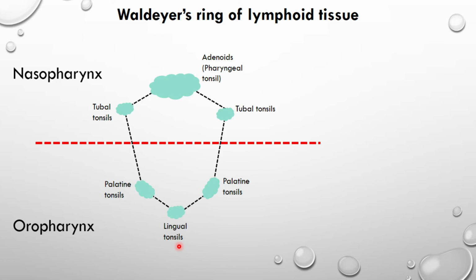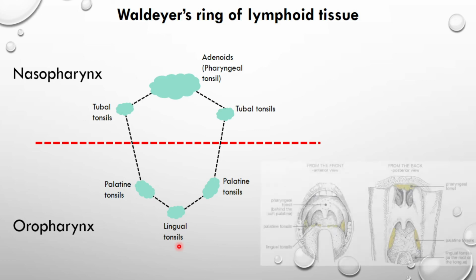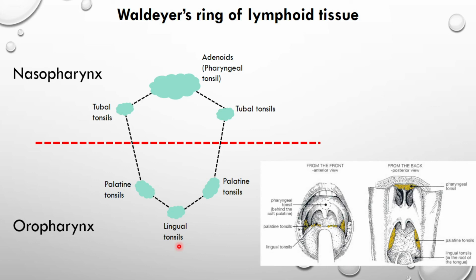If you can look in a mirror right to the back of your tongue, the posterior third of your tongue, it's kind of lumpy in appearance, and that's because of the presence of the lingual tonsils. So we can see them here.